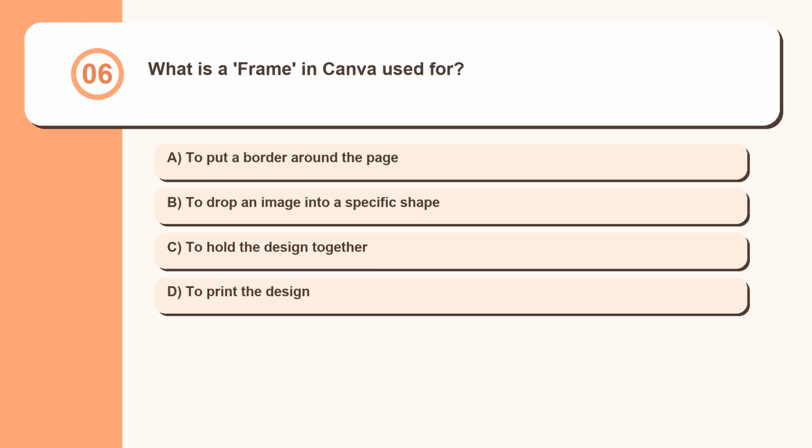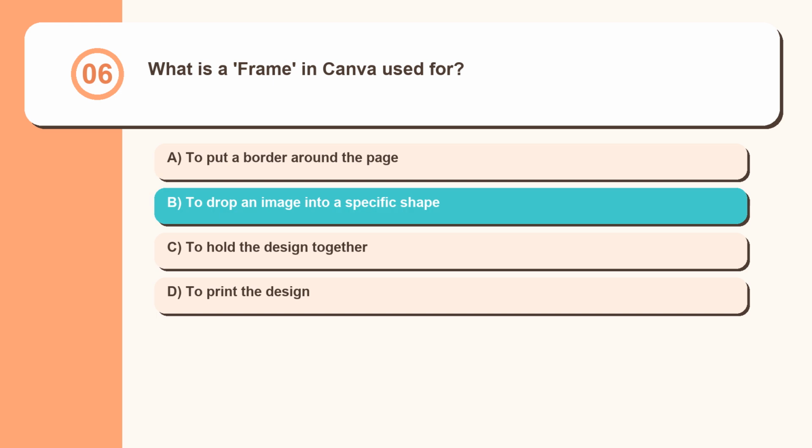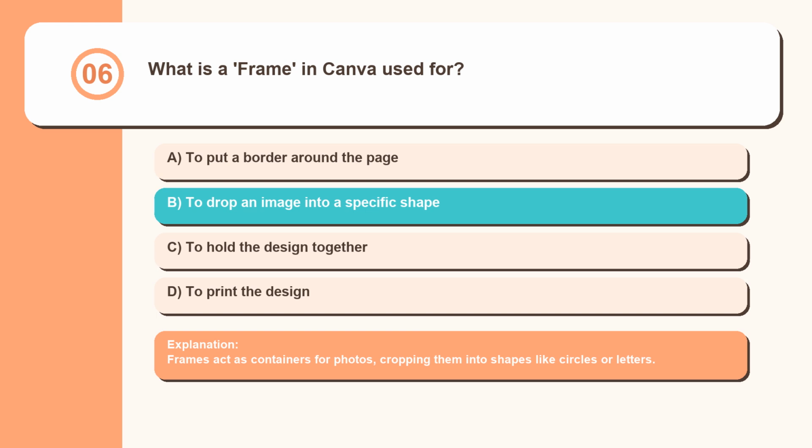Question 6. What is a frame in Canva used for? To put a border around the page, to drop an image into a specific shape, to hold the design together, to print the design. Frames act as containers for photos, cropping them into shapes like circles or letters.